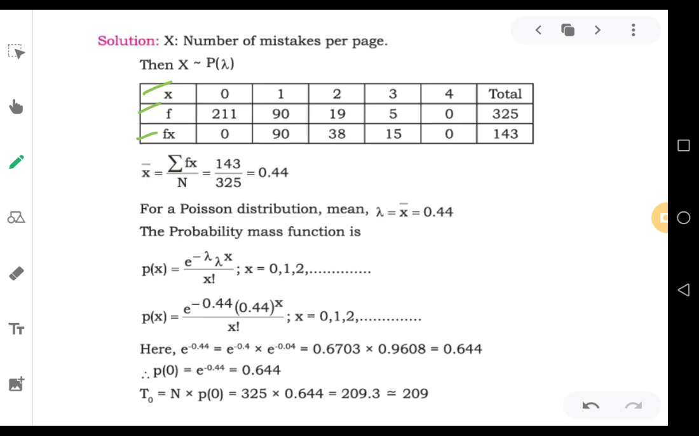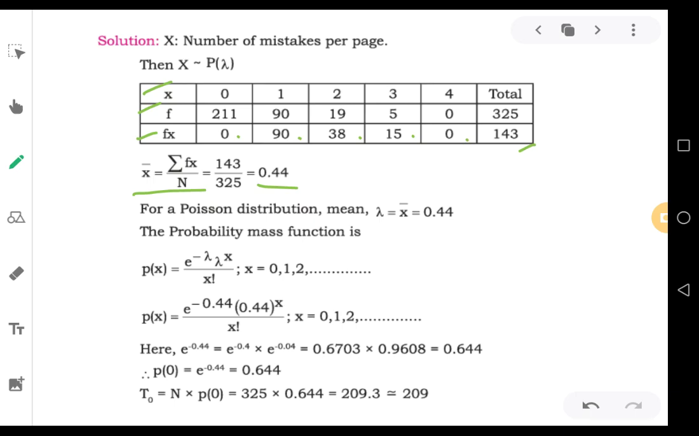In the first case it should be 0 into 211, that is 0. 1 into 90 is 90, 2 into 19 is 38, 3 into 5 is 15 and 4 into 0 is 0. So add the total of fx. Now apply the formula, mean is equal to summation fx by n. So the fx total is 143 divided by n, the total frequency, that is 325. Therefore you will get the value of mean equal to 0.44.